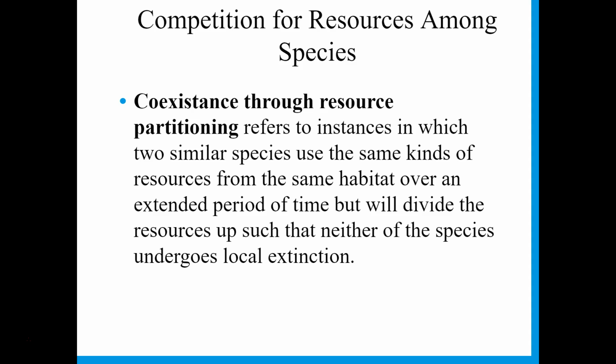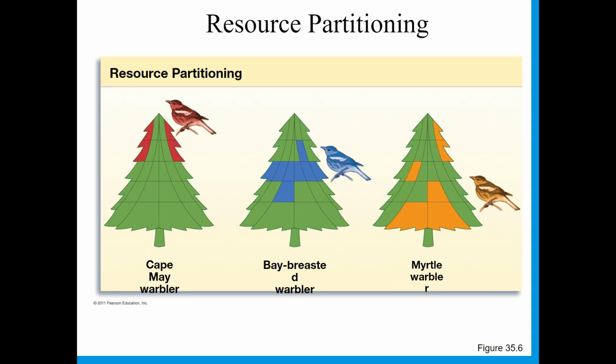So coexistence through resource partitioning refers to instances in which two similar species that use the same kinds of resources from the same habitat divide the resources up. So resource partitioning is where two species that are competing for the same thing divide the resources up so that they can both survive.